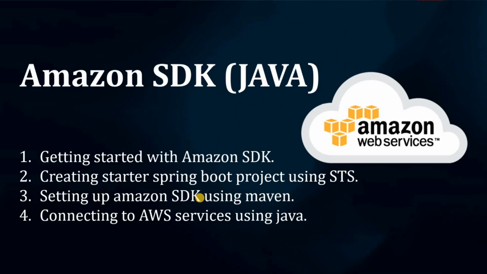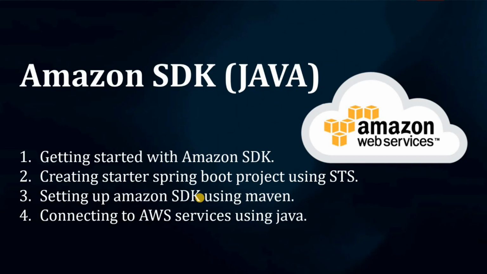As I told you earlier, once we get into any of the services we can start setting up the SDK, because the whole series is all about how to develop using Amazon SDK in Java. So in this video we are going to talk about getting started with Amazon SDK, then creating one starter Spring Boot project using Spring Tool Suite, or you can use Eclipse as well. Then setting up the Amazon SDK using Maven. You can use Gradle as well, but we are going to use Maven here.